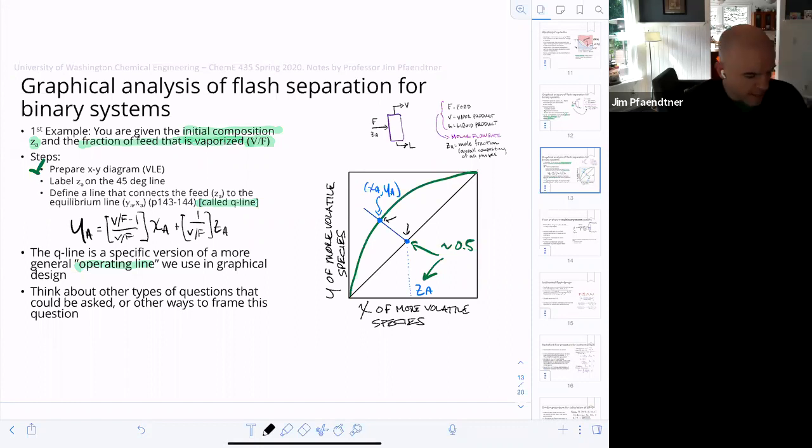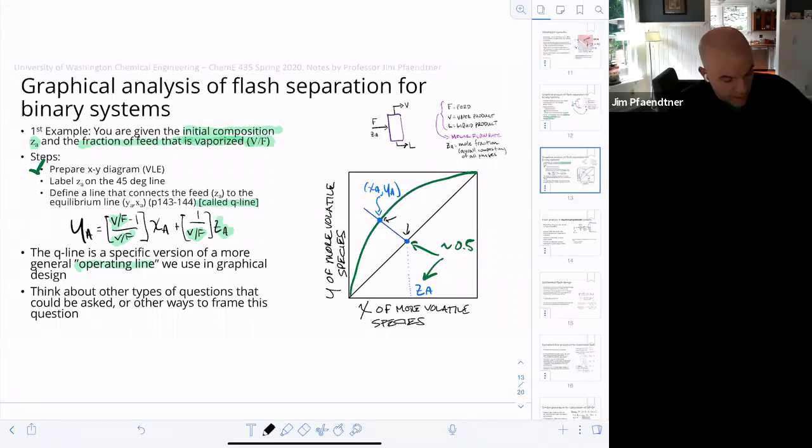And what you can see is that the key piece of information you need to know for this operating line is V over F. Right here, this is that important system variable, as well as ZA. So what this does is it relates YA and XA. And from here, the connection between the operating line and the equilibrium line, so the 45 degree line and the equilibrium line, this is telling you the composition of the output stream.